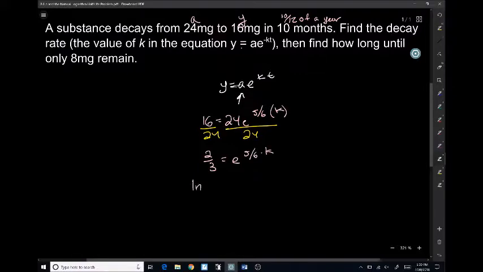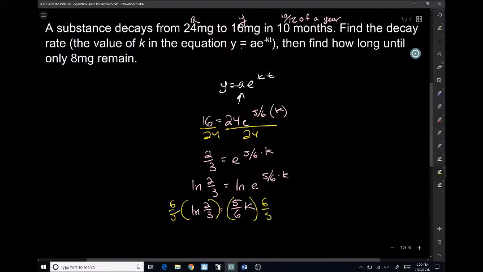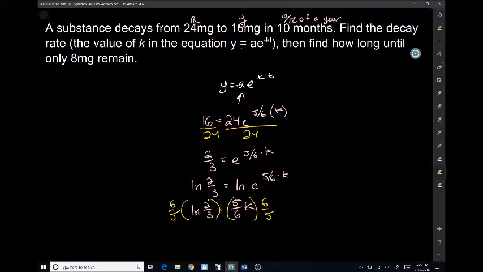Now I'll take the natural log of both sides. The natural log of 2/3 equals the natural log of e to the 5/6 times k. And the natural log of e is just 1. So we get the natural log of 2/3 equals 5 divided by 6 times k. I'm going to multiply both sides by the reciprocal, 6/5. And what I get in my calculator is negative 0.486.